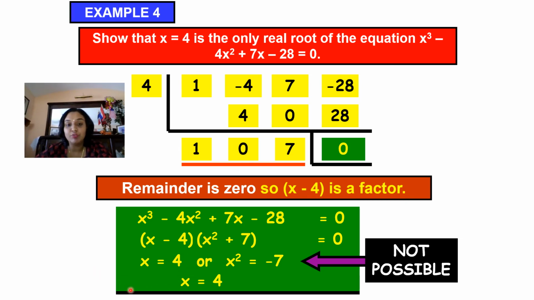So x is actually 4. So therefore, this proves that this polynomial only has one root, which is 4. So we have proved this question.